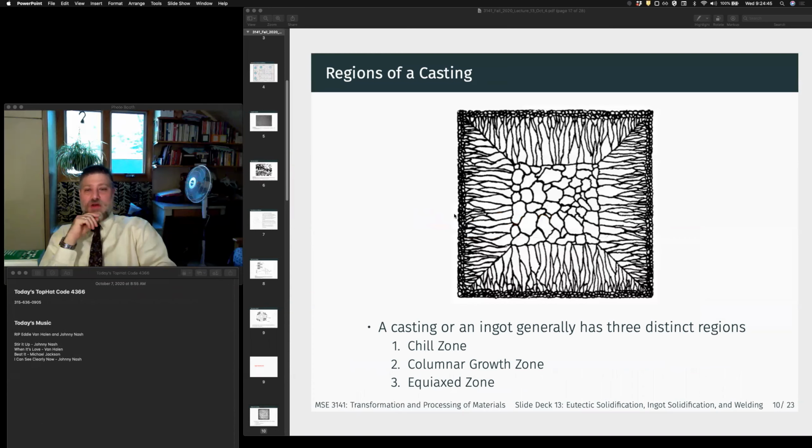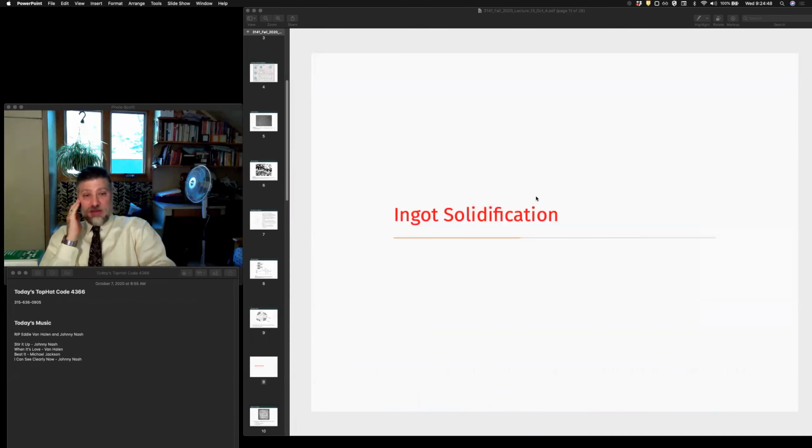Okay, so I want to talk just a little bit about two important processing steps, or two important manufacturing processes. First is ingot solidification, right? So virtually all the metals we use are melt processed and alloyed in the liquid state, and then they are cast either through a continuous casting process, or an ingot casting process.